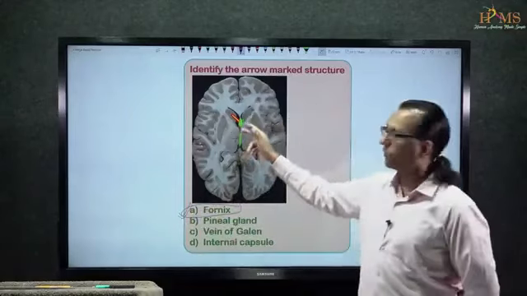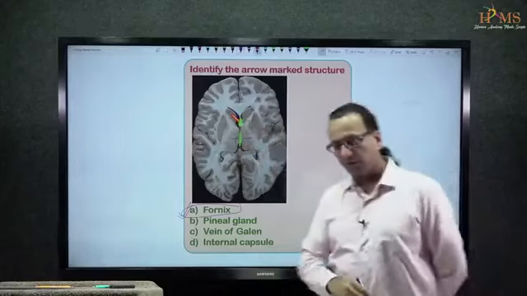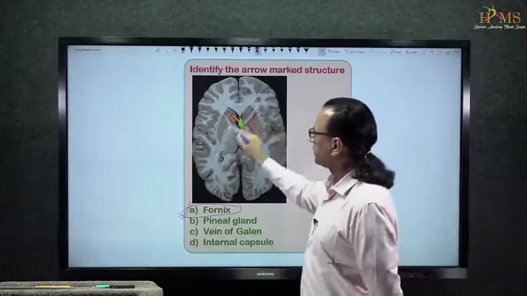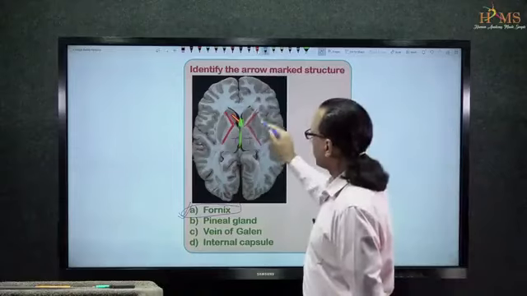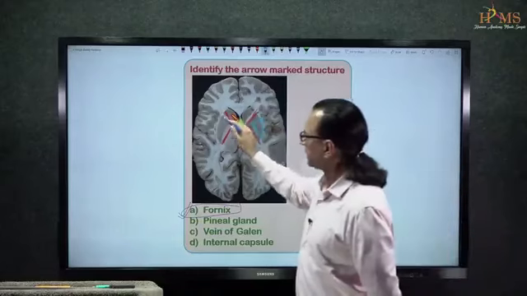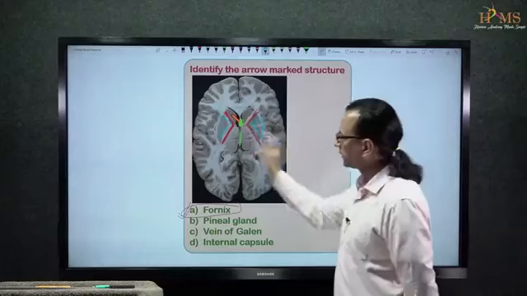It is the major output tract from the hippocampus, which also comes as a question. The other things which you can see is this V-shape internal capsule on either side, which is sandwiched between the lentiform nucleus laterally, that is for the basal ganglia. This is the lentiform nucleus which is lateral to the internal capsule on either side.